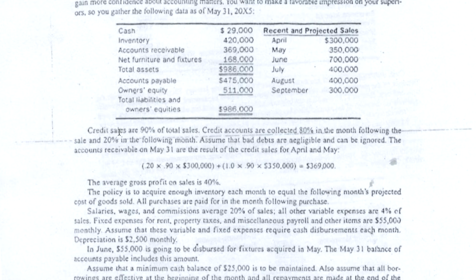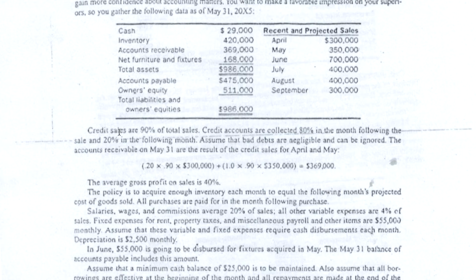The average gross profit on the sales is 40%. This is another important condition for calculating the cost, especially the cost of material. Now, this information is very useful. The policy is to acquire enough inventory each month to equal the following month's projected cost of goods sold. All purchases are paid for in the month following the purchase, right. So, we are buying today, and we are paying the suppliers next month. Purchases are in the current month and payments we are making in the next month.